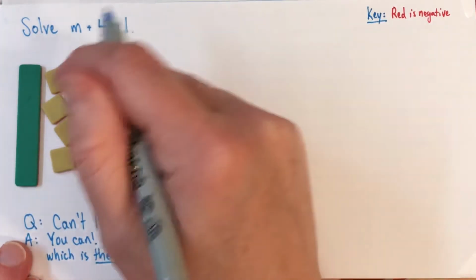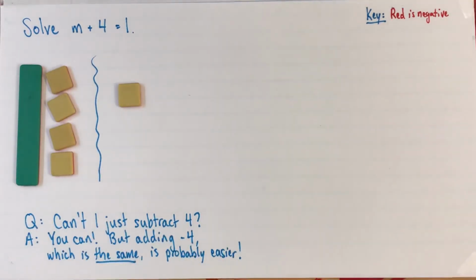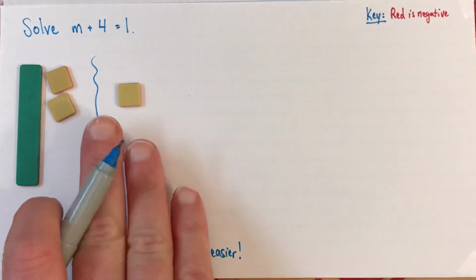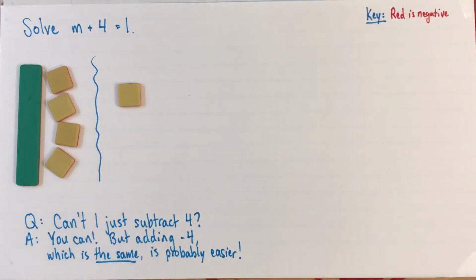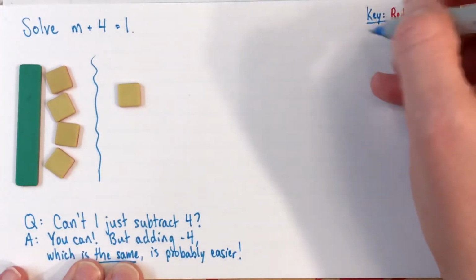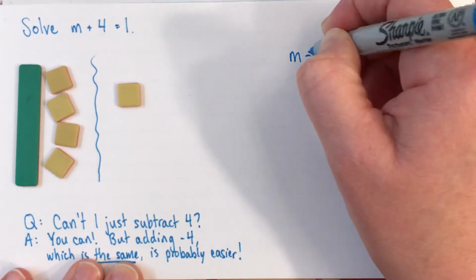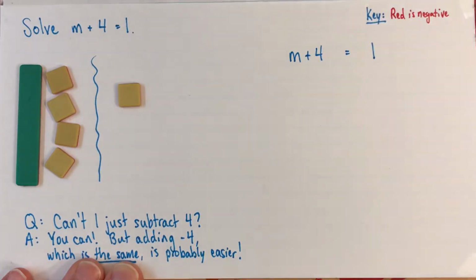It's really important that you keep your two sides separate. And if you don't have a proper equal sign, sometimes the little pieces just kind of slide from one side of the equation to the other, which is really no good at all. All right, so I'm going to write a nice solution over here. We have m plus 4 equals 1.